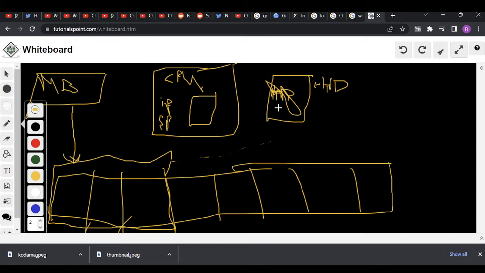So your BIOS can't tell your CPU where on your hard drive your operating system lives. But it can tell your CPU where on your hard drive a program called the bootloader lives. And the bootloader is what's going to tell your CPU where on the hard drive your operating system kernel lives. So let's dig into this a little bit.